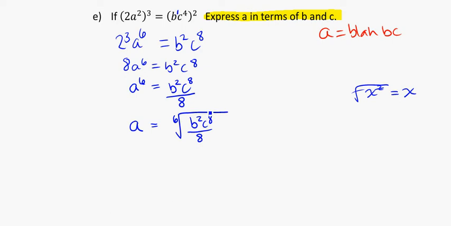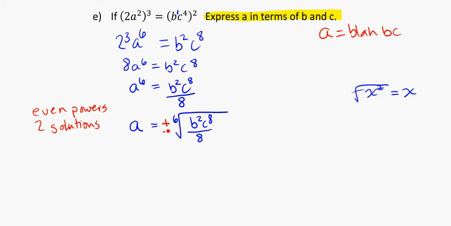So that looks pretty good. I've got a by itself, the 6th root of b squared c to the power of 8 divided by 8, but I've missed something here. We've talked about it earlier in this question with all the different problems with question number 3, and that is that if I'm dealing with even powers, I'm going to have 2 solutions. So here, if I take the 6th root, I'm actually going to have 2 solutions. One is a positive and one is a negative. So you can write your answer like that.